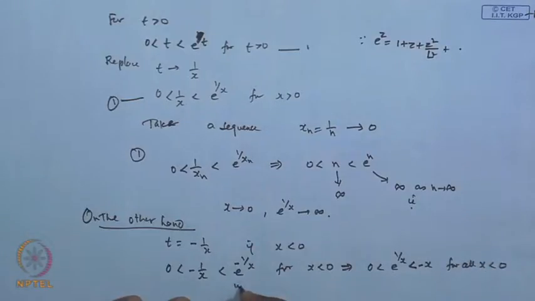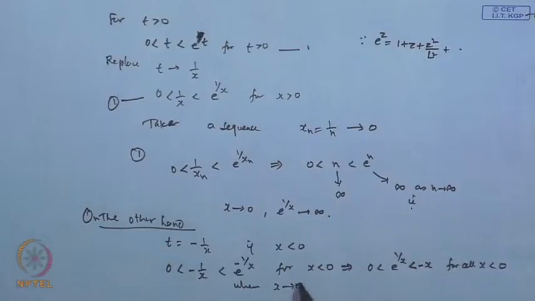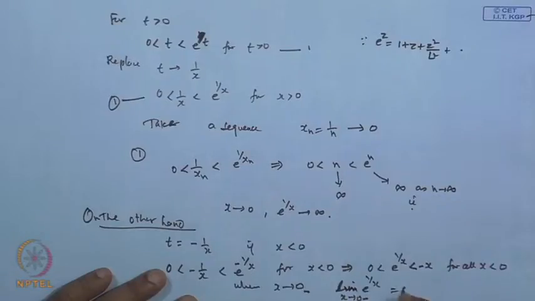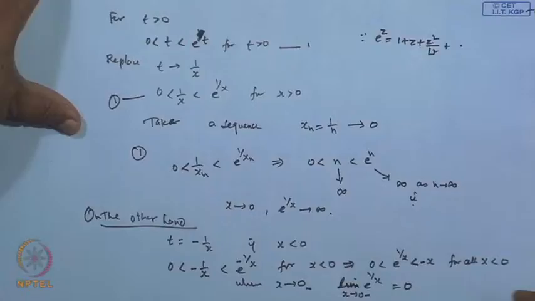So, when x tends to 0, from the left hand side this will be 0. So, this implies the limit of e to the power 1 by x when x tends to 0 from the negative side is 0. Therefore, this limit is done.